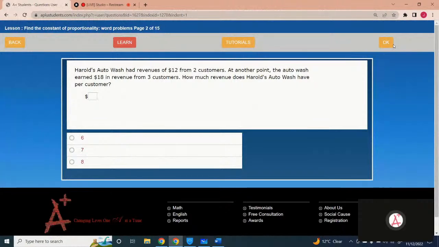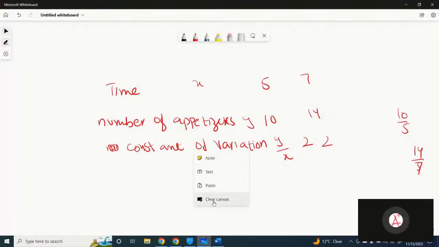Okay. Harlot's Auto Wash had revenues of $12 from 2 customers. At another point, the auto wash earned $18 in revenue from 3 customers. How much revenue does Harlot's Auto Wash have per customer? Okay, so you have revenues and customers.